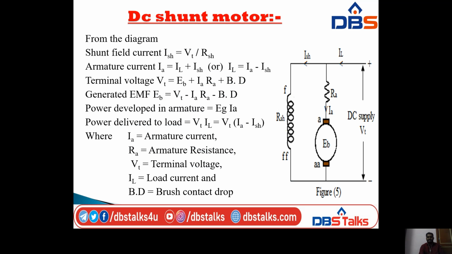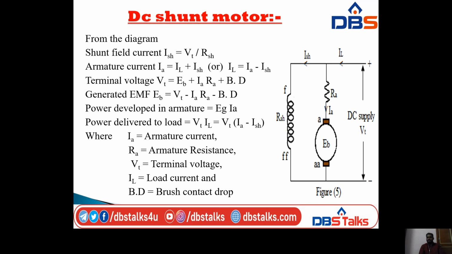Firstly I will take the DC shunt motor. Here the field winding is connected across the armature winding of the DC motor and to the supply. From this diagram I am taking the shunt field current, that is Ish = Vt/Rsh. You know Ohm's law: from Ohm's law, I = V/R.